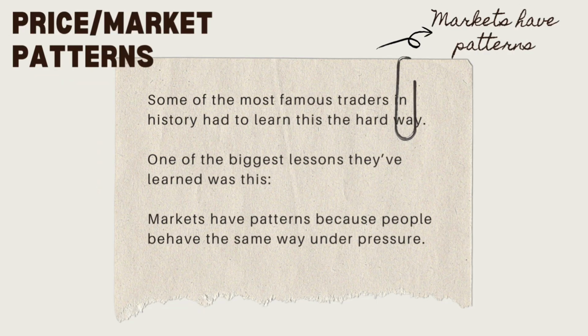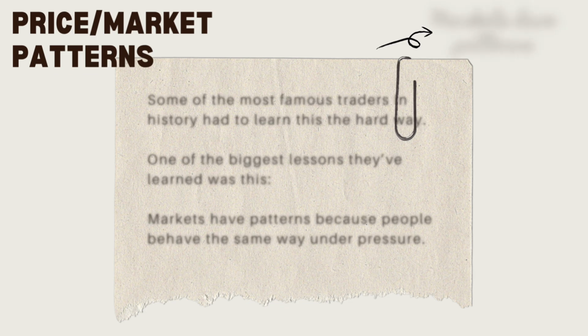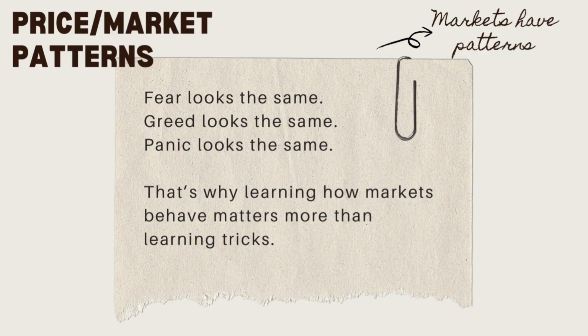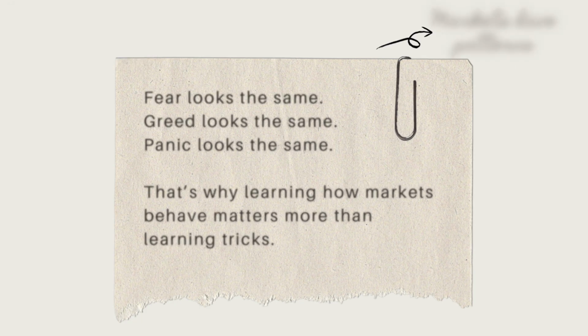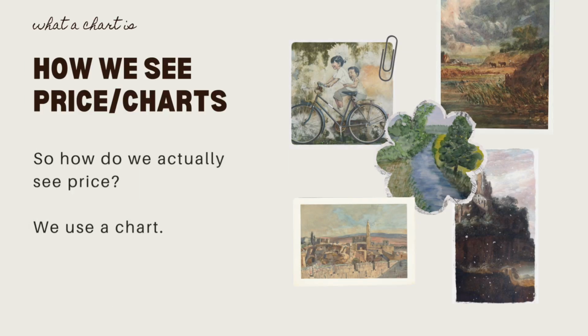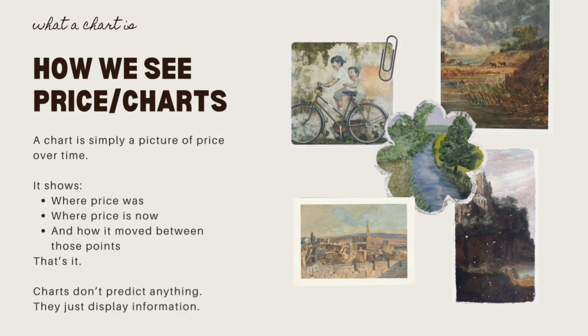Some of the most famous traders in history have had to learn this the hard way. One of the biggest lessons they've learned is this. The reason why markets have patterns is because people behave the same way under pressure. Fear looks the same, greed looks the same, panic looks the same. That's why learning how markets behave matters more than learning tricks. So how do we actually see price? We use a thing called a chart. And a chart is simply a picture of price over time.